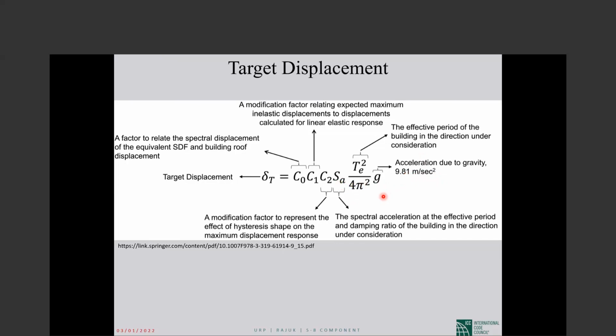Maybe a couple times it's not that familiar for us, but generally it is logical. So now we should have the target displacement. Now we have the software to do the pushover analysis. Now we are ready to calculate the demands.